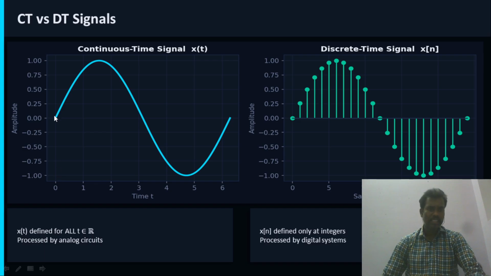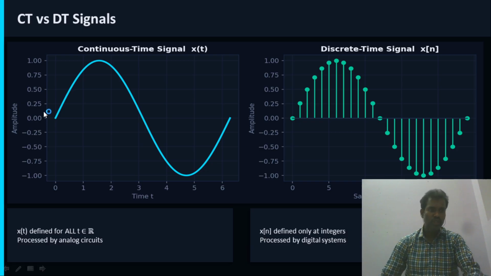So at 0 it has some amplitude, at 0.5 it has some amplitude, at 0.1 second it has some amplitude. So between 0 and 1 we can find an infinite number of values. It's continuously varying with time. And also the values can be continuous. Continuous means all the values, all the possibilities of values.